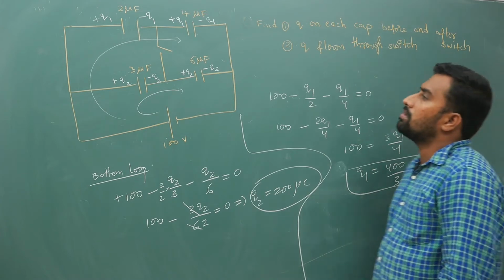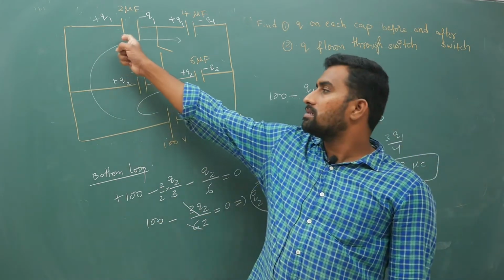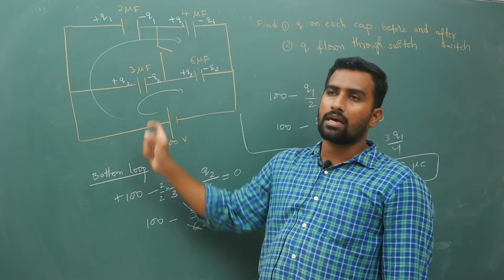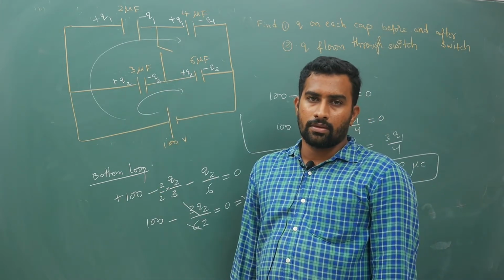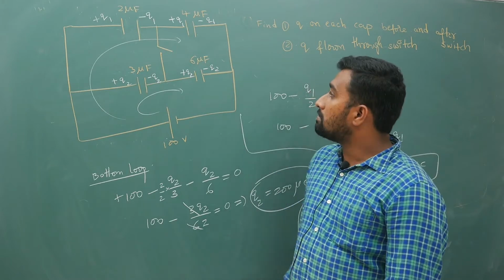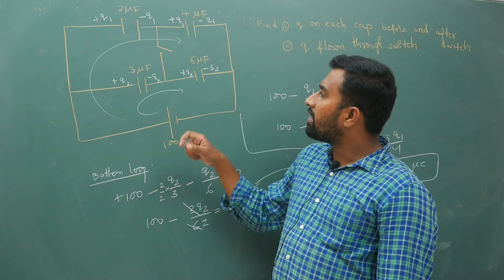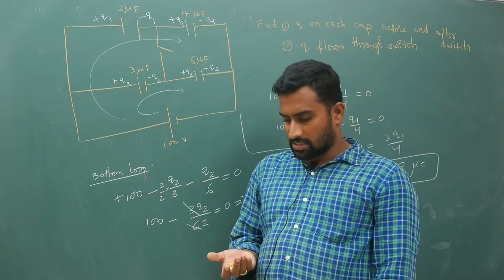Now you have calculated charge on the top branch, and you have calculated charge on the bottom branch as well. So we have calculated charge on each part. Now what we are going to do next is find out how much the charge is after the switch is closed.